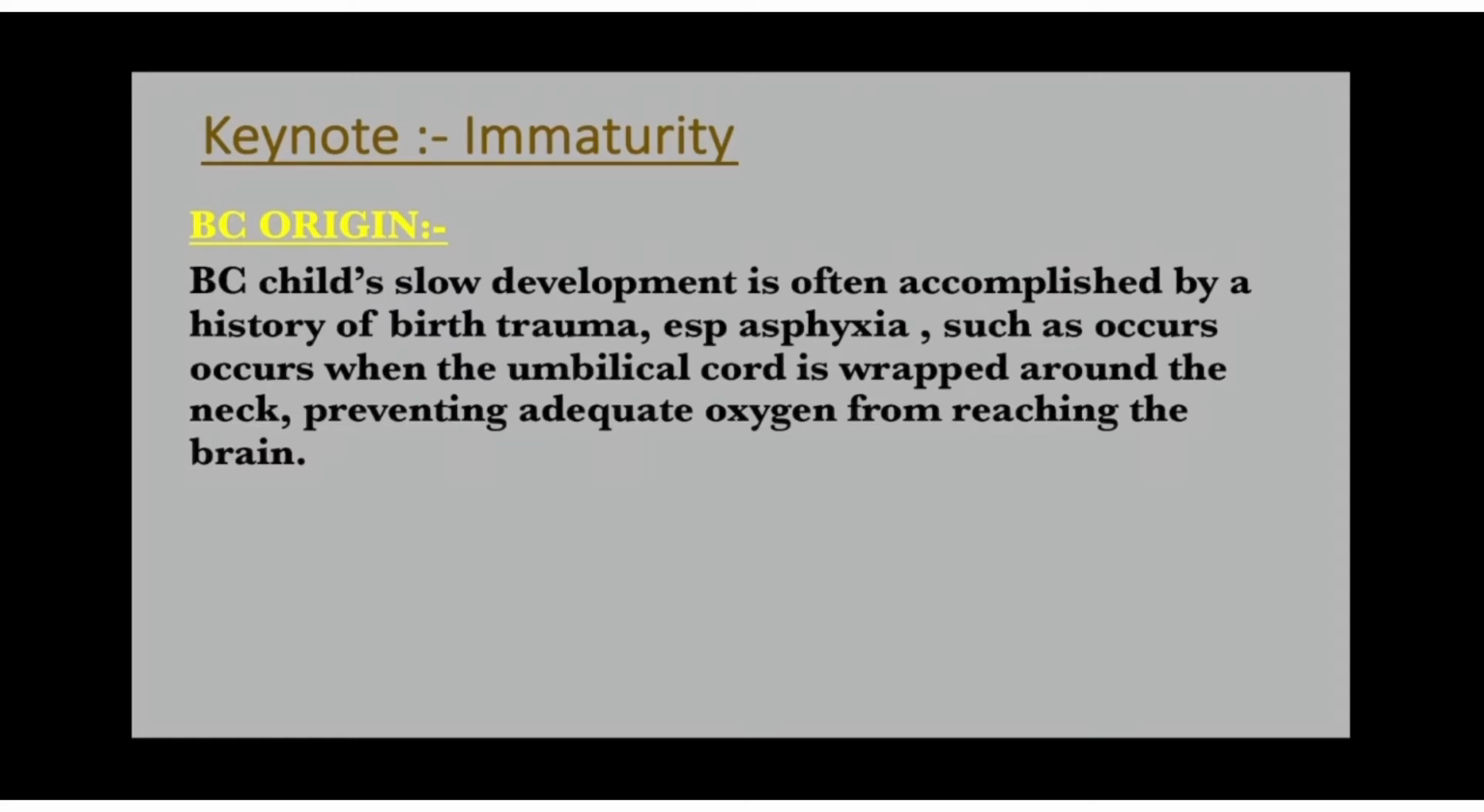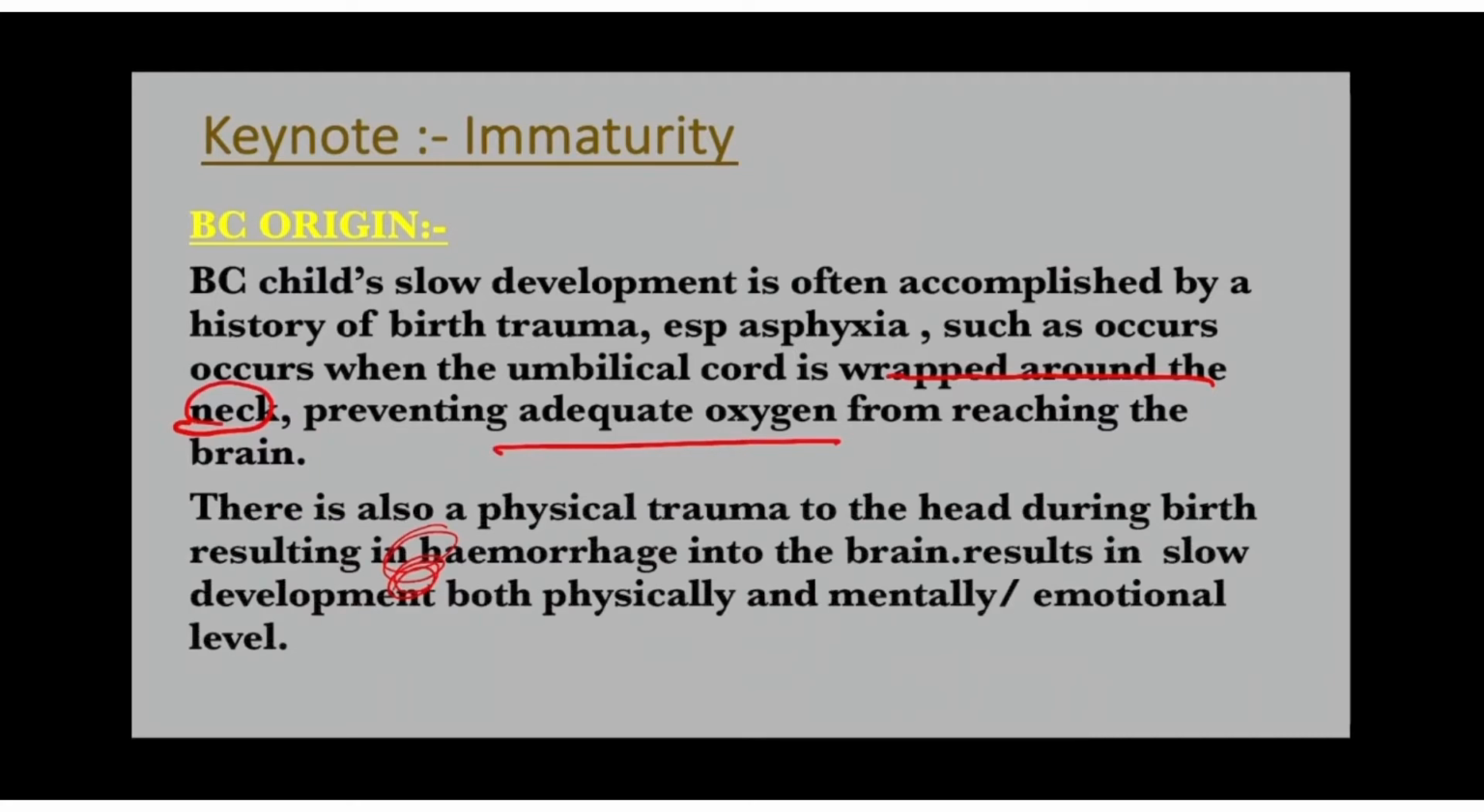Baryta carb origin. The Baryta carb child's slow development is often accompanied by a history of birth trauma, especially asphyxia, such as occurs when the umbilical cord is wrapped around the neck, preventing adequate oxygen from reaching the brain. So it is especially used in cases of asphyxia.